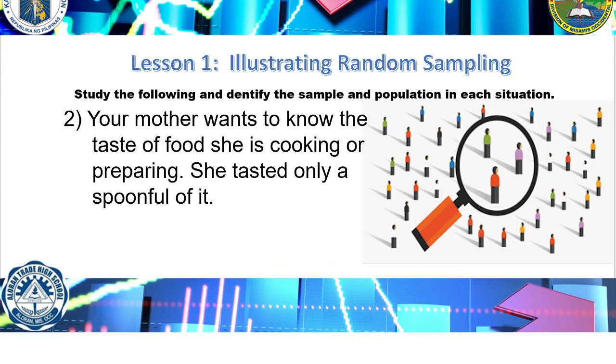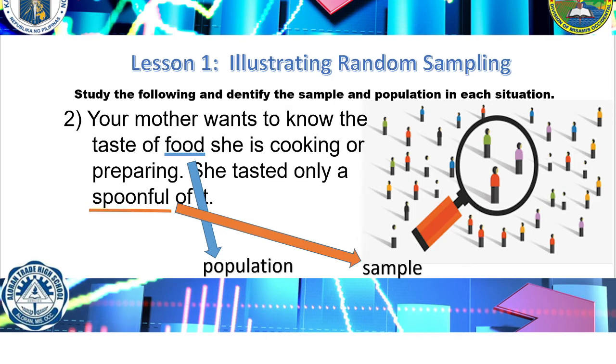Let us have another. Your mother wants to know the taste of food she is cooking or preparing. She tasted only a spoonful of it. We have food and we have spoonful. Which is population and which is sample? That is correct. Our population is food and our sample is spoonful.